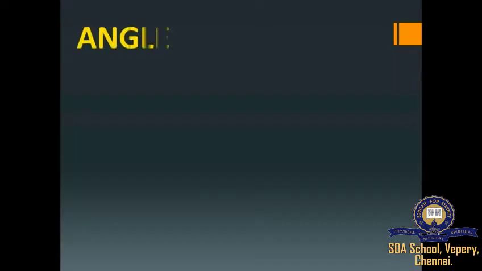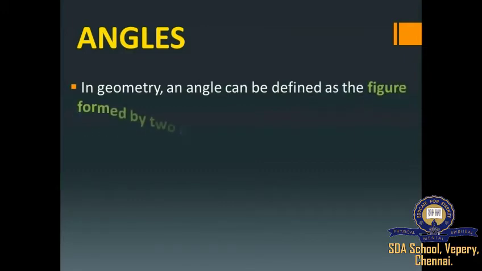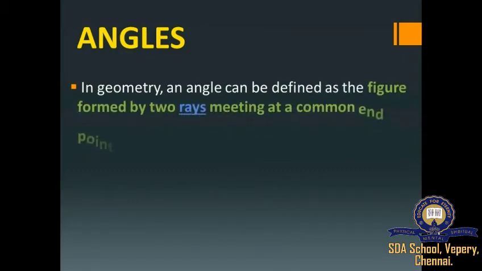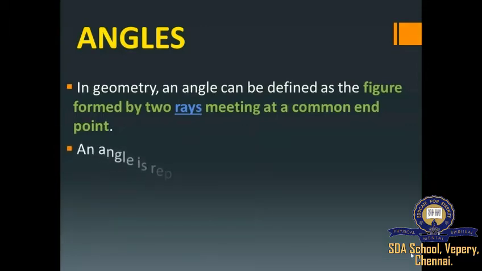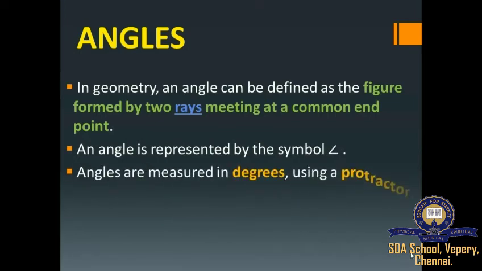So what are angles? In geometry, an angle can be defined as the figure formed by two rays meeting at a common endpoint. An angle is generally represented by this symbol, and angles are measured in degrees using a protractor. So again, an angle is the figure formed by two rays meeting at a common endpoint, and it is measured in degrees using a protractor.